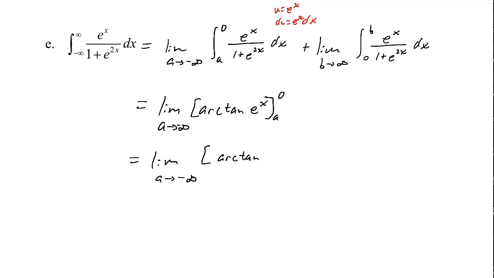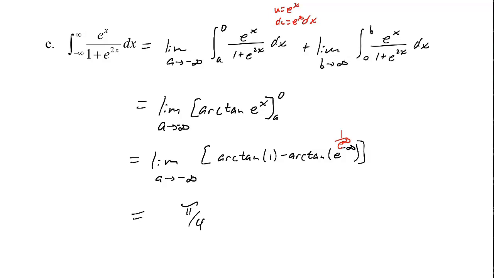arctan of e to the 0 is 1 minus arctan of e to the negative infinity. Right, so arctangent of 1, that's pi over 4. Arctangent of e to the negative infinity, this might as well be 1 over e to the infinity, which would be 0, and arctangent of 0 is 0. So this first part equals pi over 4.